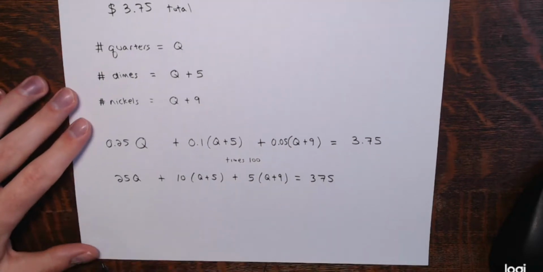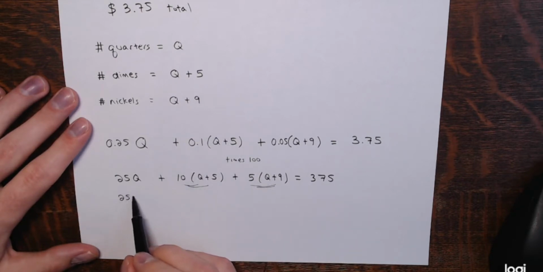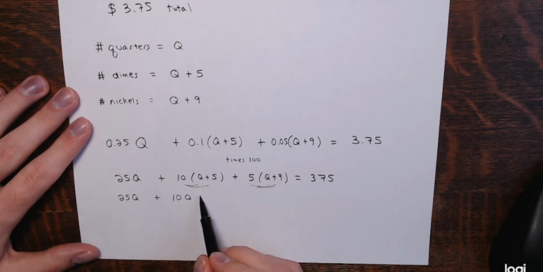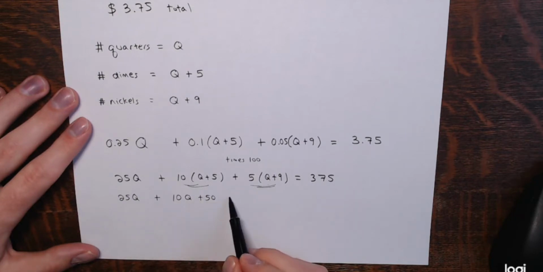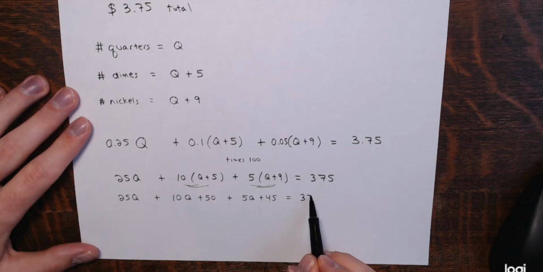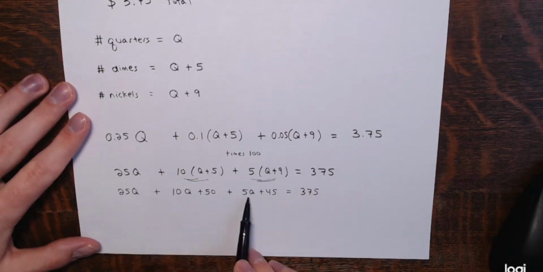All right, so I'll distribute the 10 now. Distribute this 5. So we have 25Q plus, then you have 10Q plus 50 plus 5Q plus 45 equals 375. Add up the Q terms. That's 40Q.